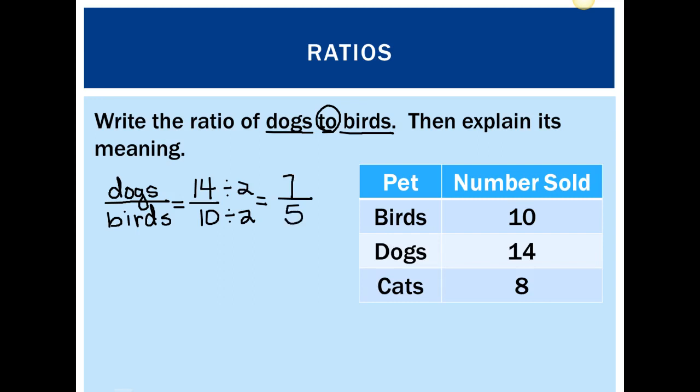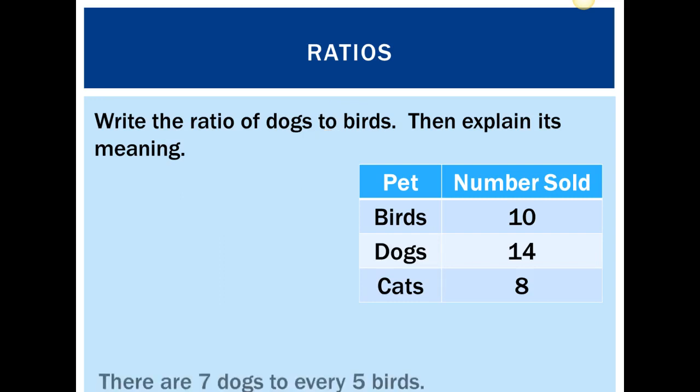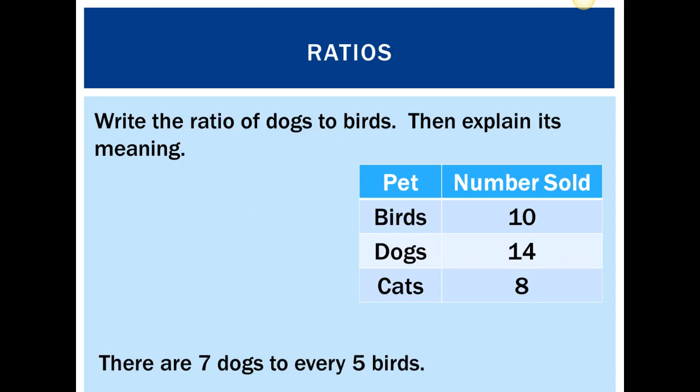I want to leave this as an improper fraction. This is the one time in math where we get to be completely improper, and it's proper to be improper. If I turn this into a mixed number, I no longer have a ratio. A ratio, by definition, is a comparison of one number to another. And if I turn it into a mixed number, the ratio will lose its meaning. The meaning of our ratio is there are 7 dogs to every 5 birds.